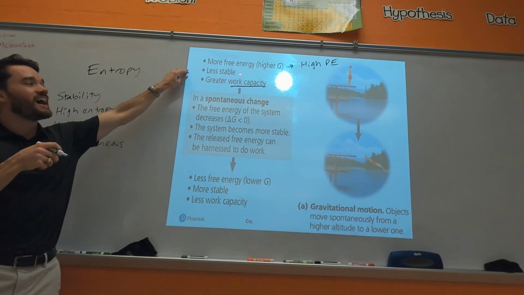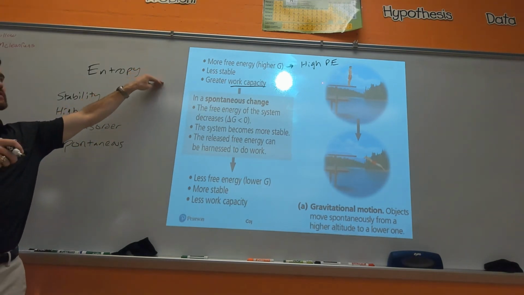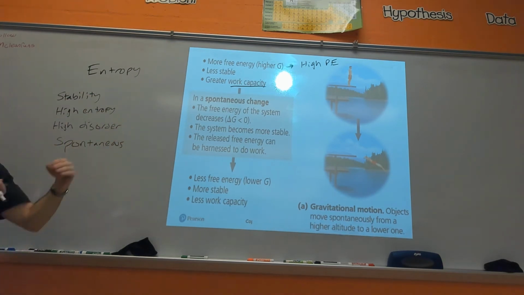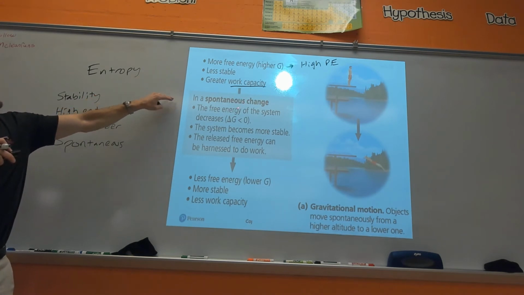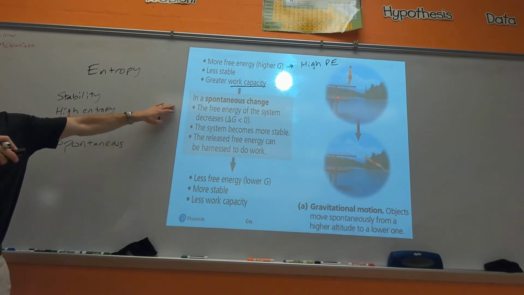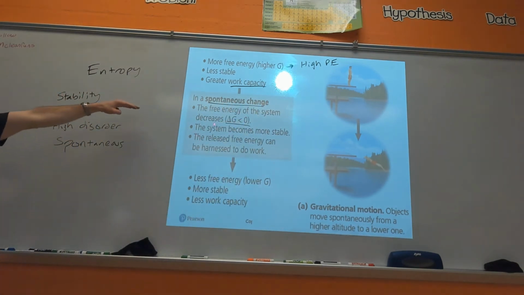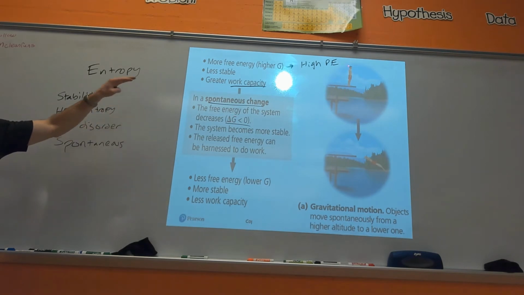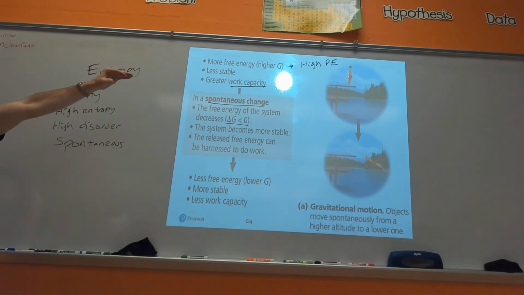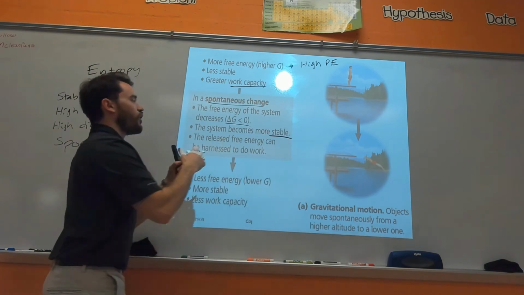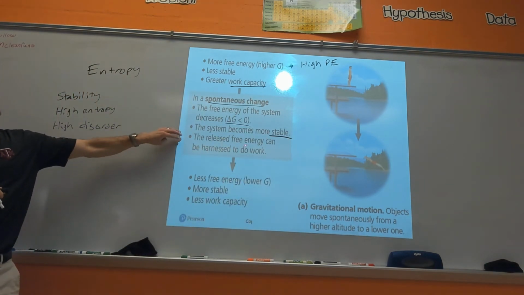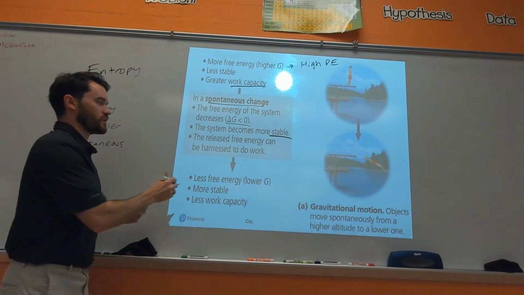Less stable. Even though you might seem pretty put together up here, that's actually not stable. Gravity wants to bring this person towards the center of the earth. So this would be a spontaneous change, the free energy is going to decrease. You're going to have a delta G that is less than zero, because gravity naturally wants to bring this human towards the center of the earth. And when this person comes down, overall the universe is more stable, and we are releasing free energy that we can use to do work.